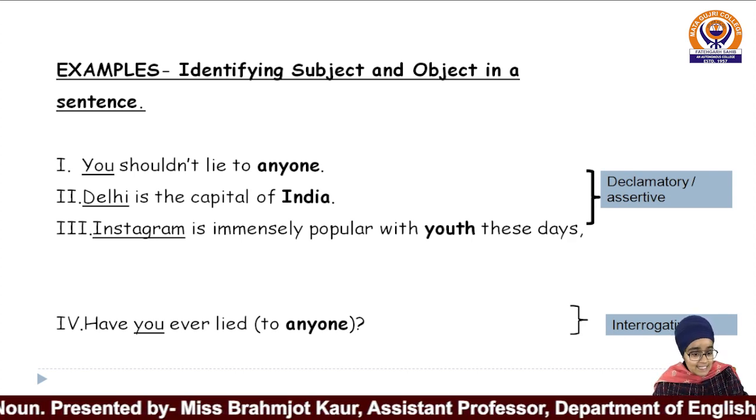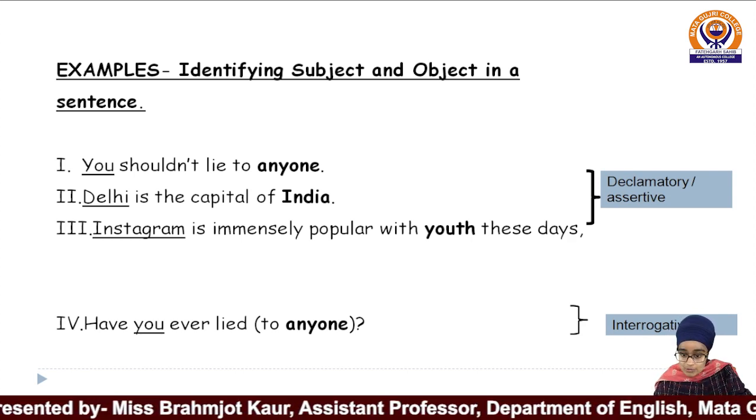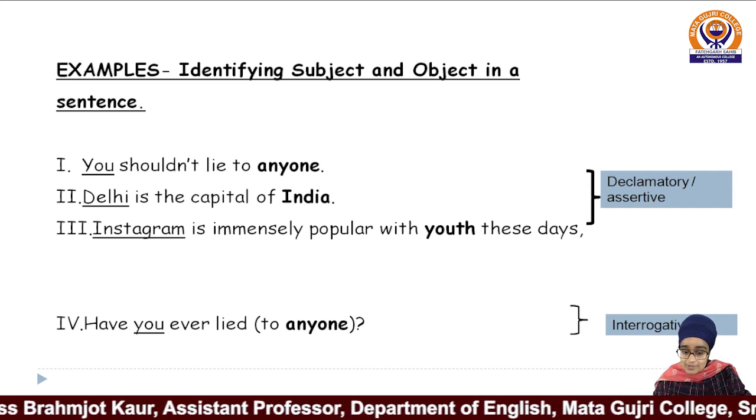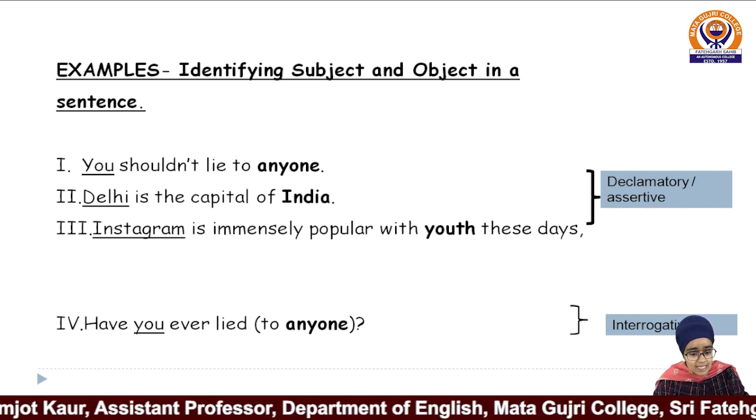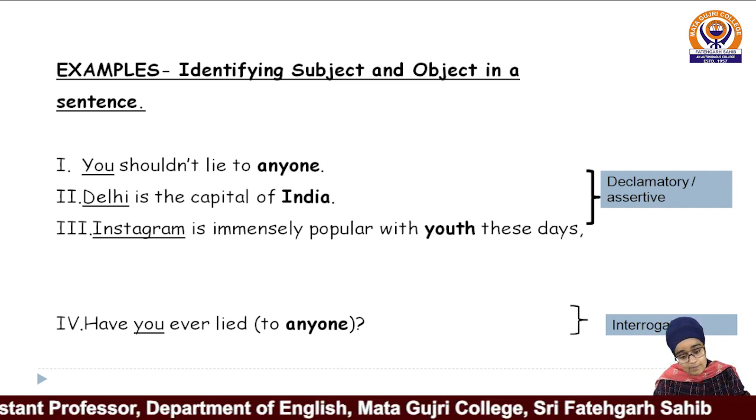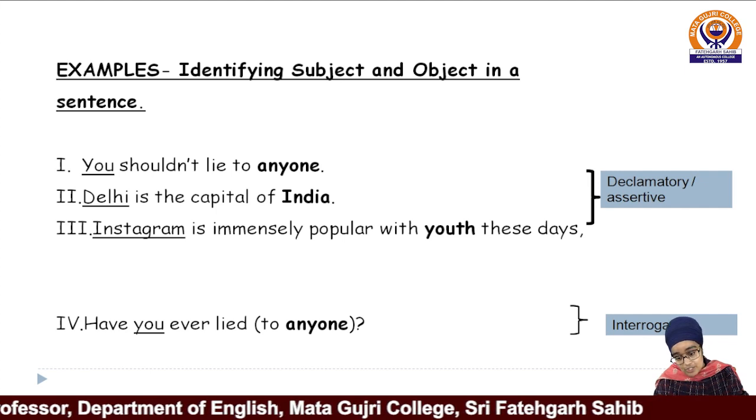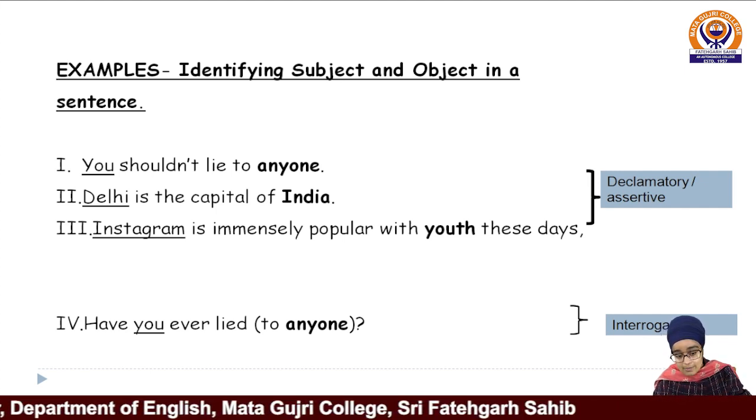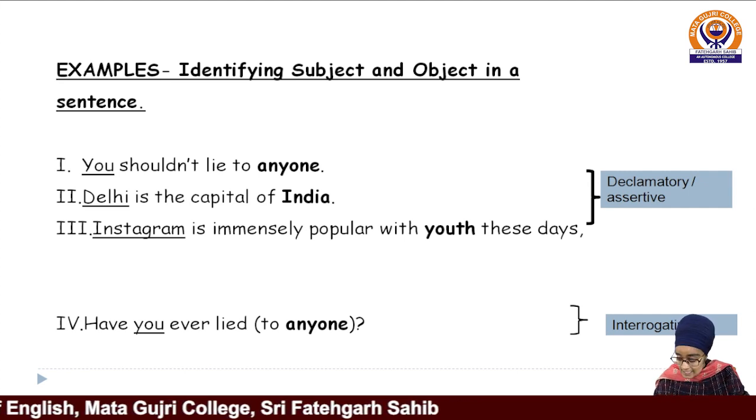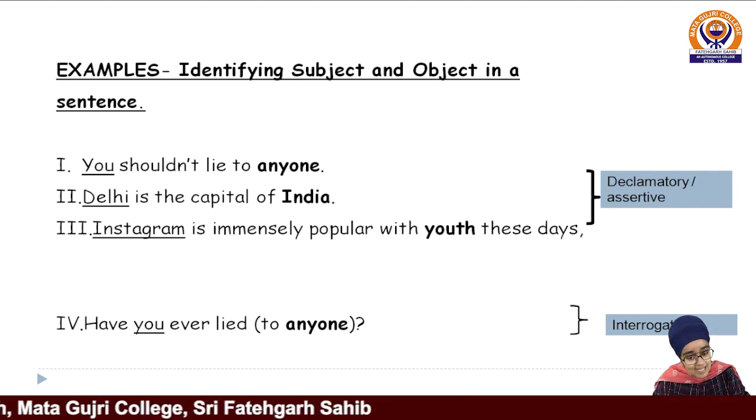Example 2. Delhi is the capital of India. So Delhi, the main thing being talked about, is the subject, and India, the receiver, becomes the object. Instagram is immensely popular with youth these days. So Instagram, the main thing being talked about, becomes the subject, and youth, the receiver, becomes the object. Now, here it is important to realize that subject is not necessarily the first word in every sentence.